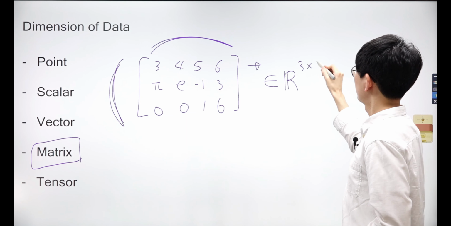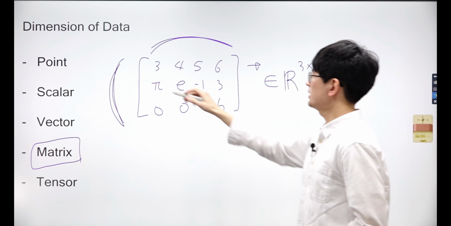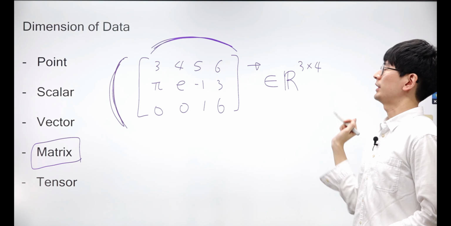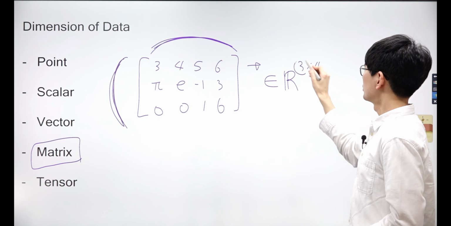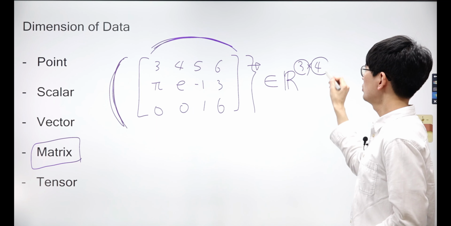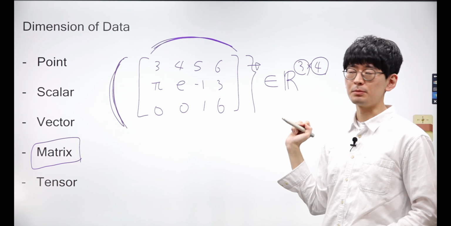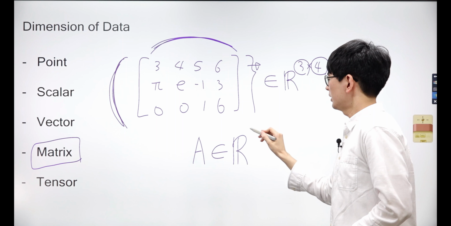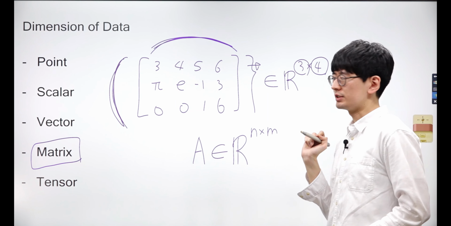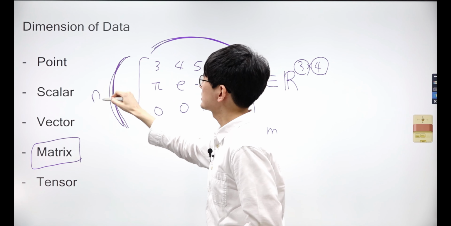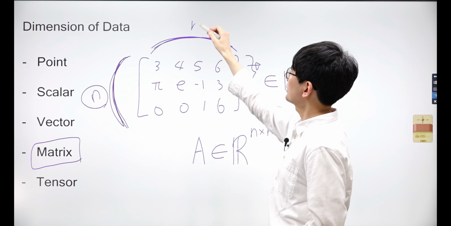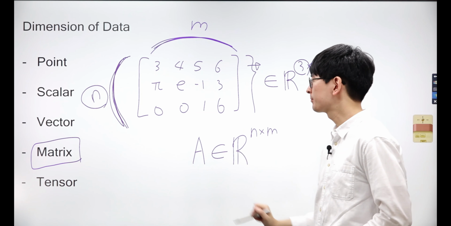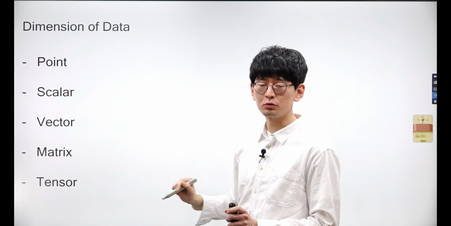The number of rows is 3, and the number of columns is 4, right? So we write the number of rows first, and then write the number of columns next. And that's the size of the matrix. So let's say we have a matrix A. If the matrix belongs to n by m matrices, what does it mean? It means that the vertical length of the matrix A is n, and the horizontal length is m, defining the size of the matrix. Now, let's shift our perspective a bit.